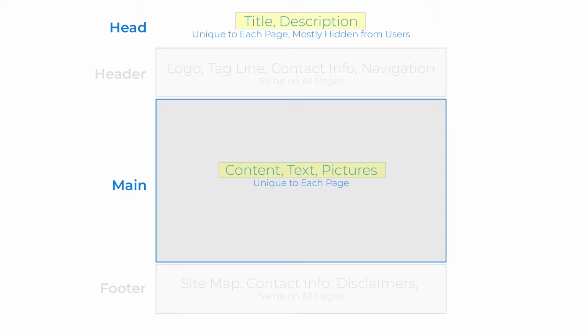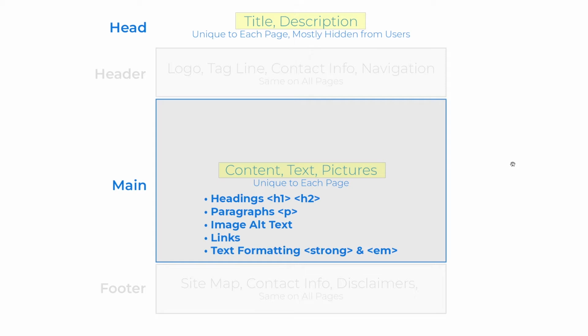Websites are structured like this most of the time, where there's a head in the HTML. It has the title and description. It's mostly hidden from users, but it's important to search optimization. There's a header that's the same on all pages. It's usually the logo, contact information, navigation. There's also a footer at the bottom, again, usually the same on all pages. What we're concerned with is the content of the page. That includes headings, paragraphs, image alt text, links, text formatting.